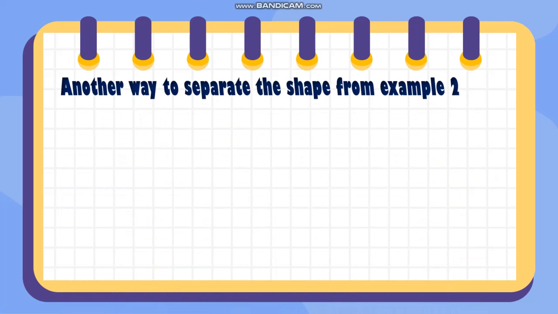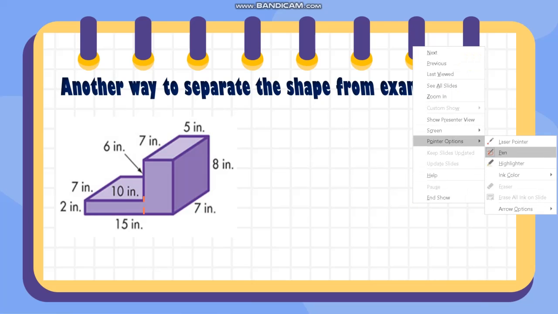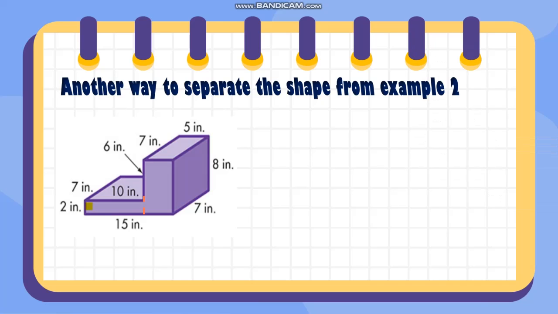Now, what is the other way to separate the shape from example number 2? So we're done separating the shape horizontally. Now I'm going to separate them vertically. Okay. So here I have this figure. Okay, so that is my first prism, and the second prism is on the right side. So prism A and prism B.